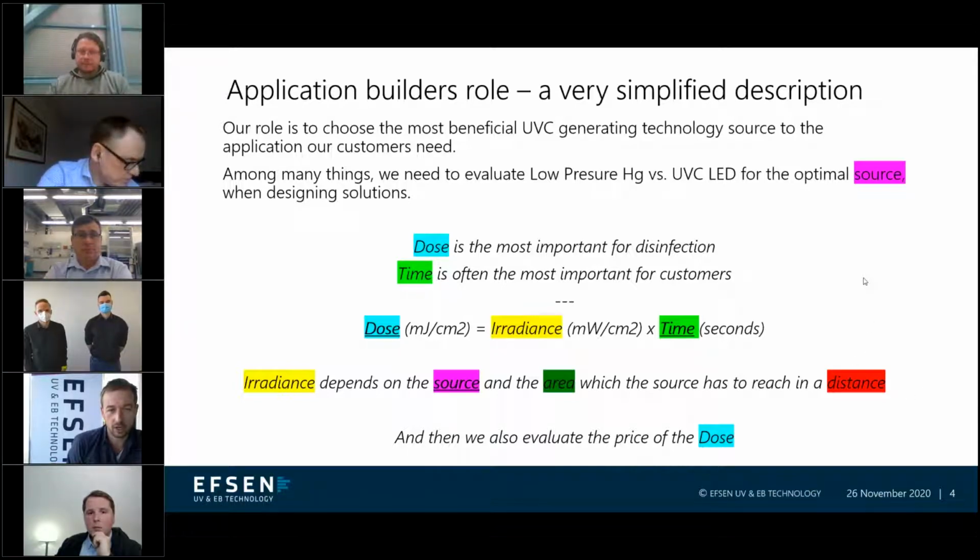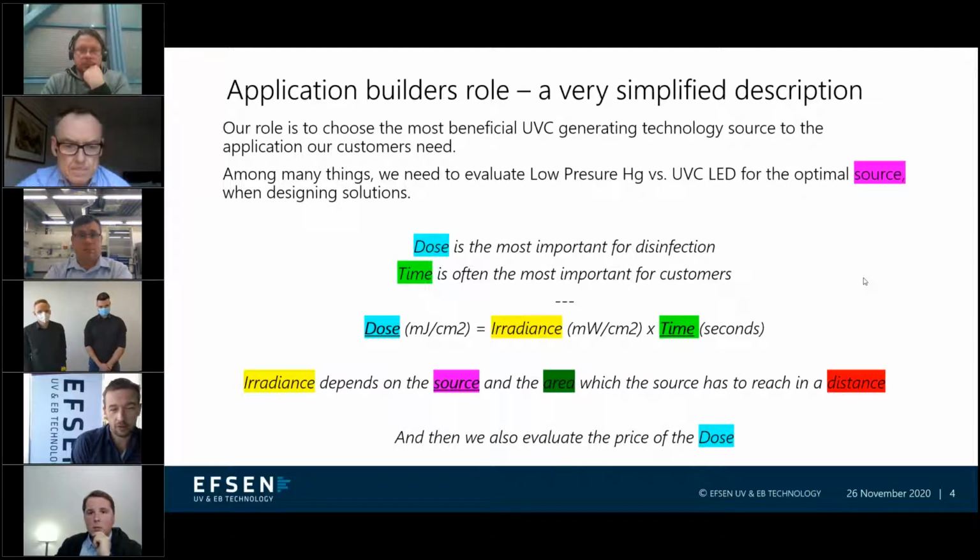So how does this start? Dose is the most important factor for disinfection. We need to reach a certain dose to get a certain disinfection. Our customers, most of the time, have a time constraint, so time is often the most important thing for our customers. It should be said that sometimes the time factor is not very high, and I'll get back to that.